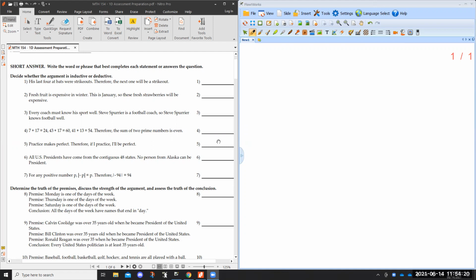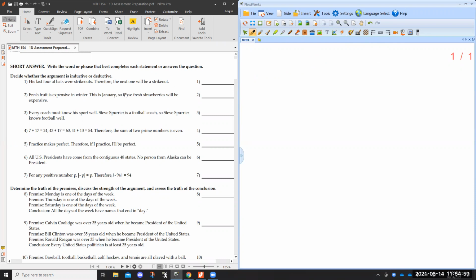So let's go ahead and take a look here at 1D for Math 154, where we're going to be talking about using Euler diagrams to talk about whether an argument is valid or invalid in a little bit, which is a special form of a Venn diagram. But let's get this here. Write the word or phrase that best completes each statement or answers the question.